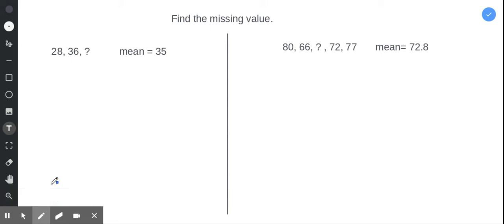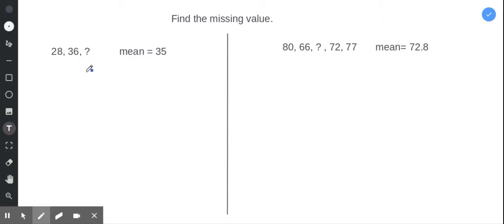In this example, we're going to have to find the missing value. So instead of finding the mean, they're going to give you the mean, but you're missing a point of data. So if you know that there's 3 pieces of data, 28, 36, and something else, and you know the mean is 35, how can you figure out what that number is?